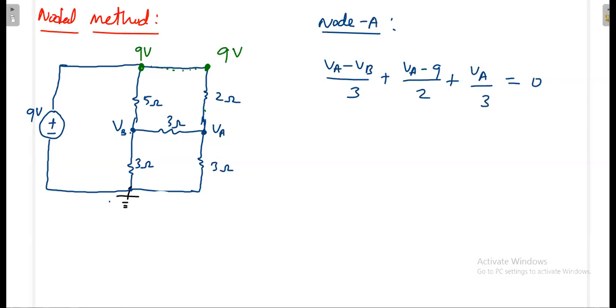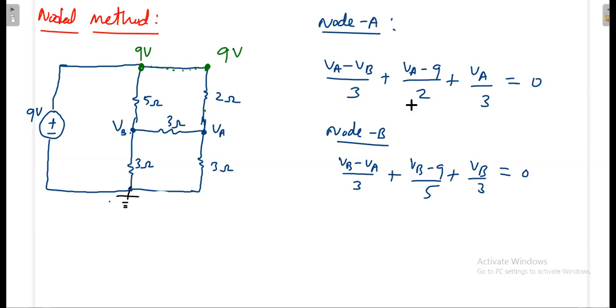One more equation I will write at node B. With respect to node B, again assume that current is going outside. So VB minus VA divided by 3. If it goes upward, VB minus 9 divided by 5, then downwards, VB divided by 3. Now you do the mathematical adjustments. You have two equations and two variables, so easily you can calculate VA and VB.